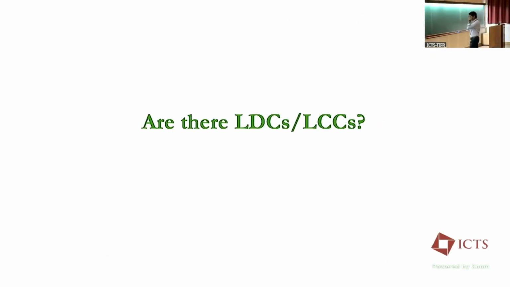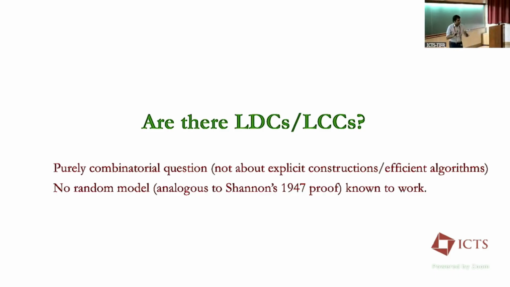Okay, so they're important, but do they exist? The reason I'm asking this question is because at the birth of coding theory, we knew that good codes exist. Shannon's 47 paper already contains a proof by the probabilistic method that a random code is a good code, and in fact in 48 he proved even that a random linear code is a good code.